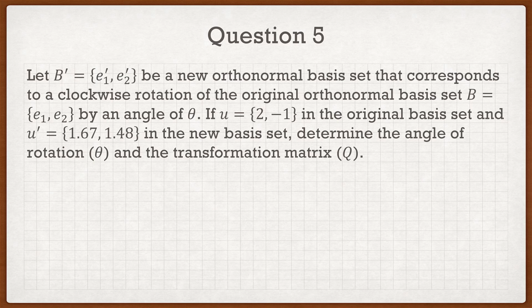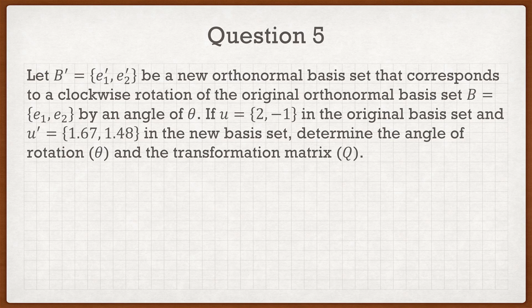Looking at the question, it says let B prime, which is equal to E1 prime and E2 prime, be a new orthogonal basis set that corresponds to a clockwise rotation of the original orthonormal basis set B, which is equal to E1 and E2, by the angle theta. If U, which is equal to (2, -1) in the original basis set, and U prime, which is equal to (1.67, 1.48) in the new basis set, determine the angle of rotation theta and the transformation matrix Q.